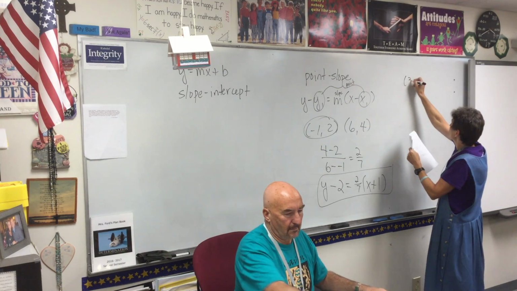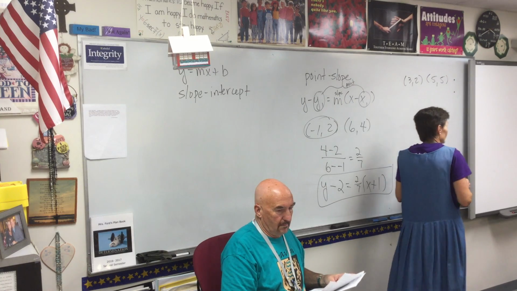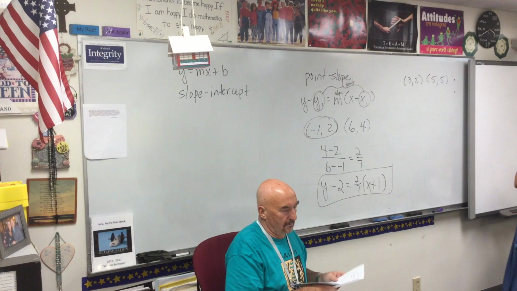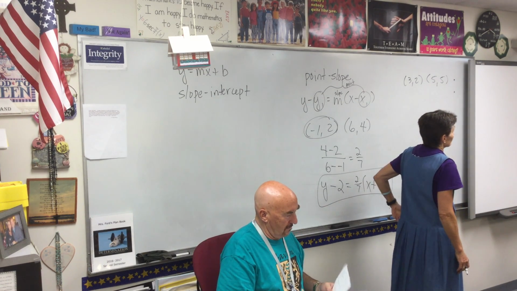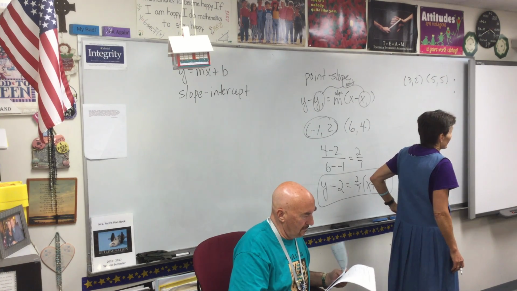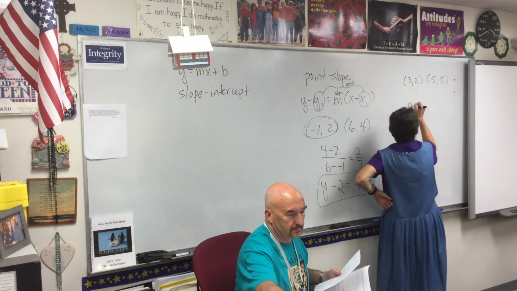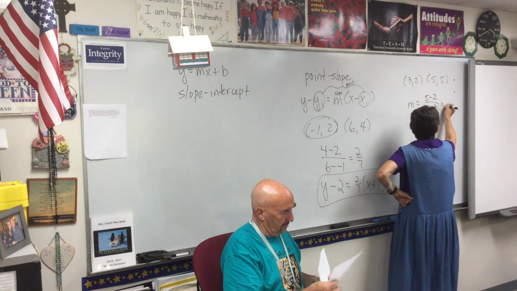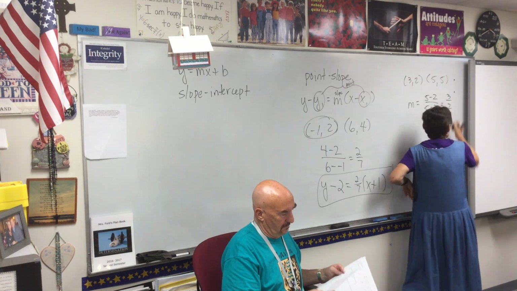Points are 3, 2, and 5, 5. All right, here we go. Step 1. Maddie, what's step 1? What do I need to do? Slope. Call that the slope, yep. So our slope will be 5 minus 2 over 5 minus 3. So 3 halves.